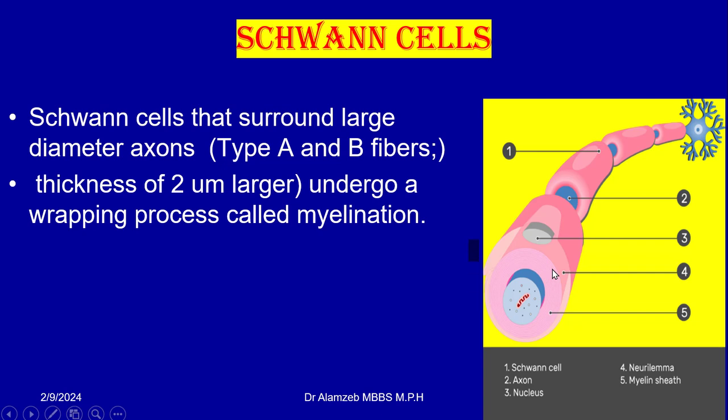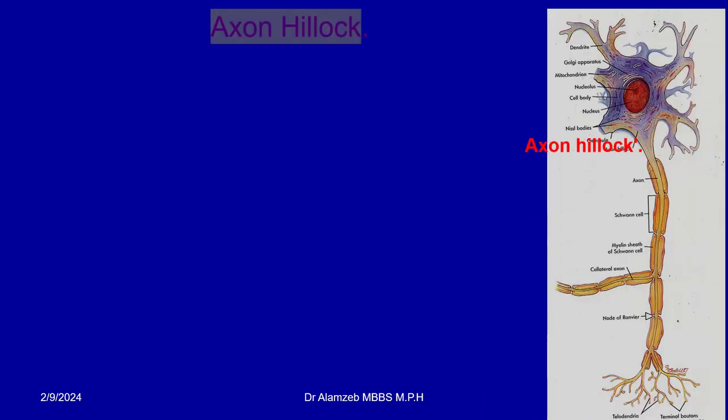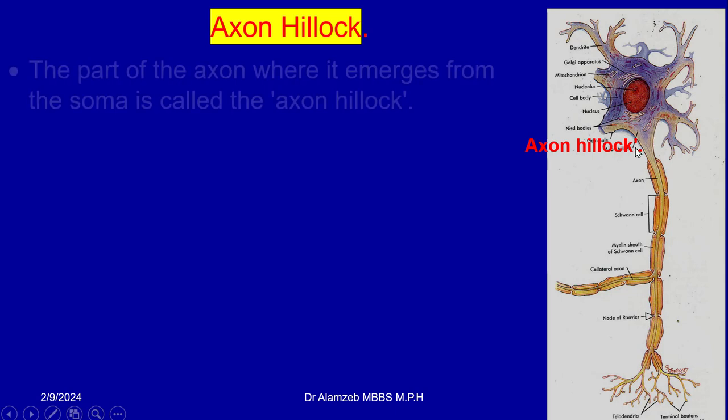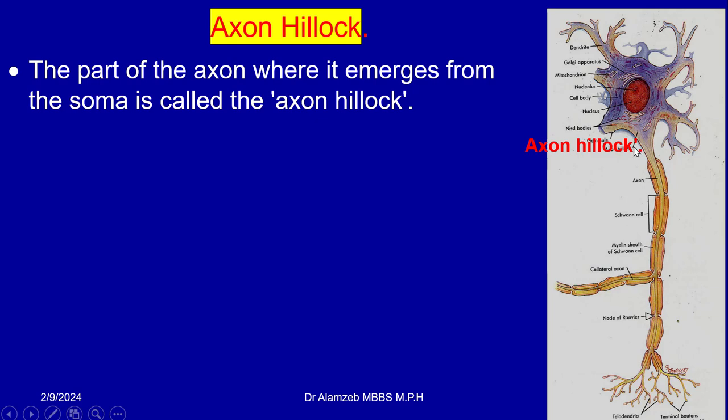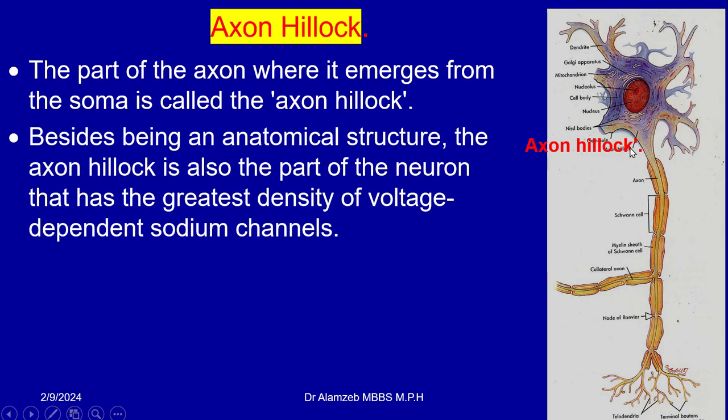Axon hillock. The part of the axon where it emerges from the soma is called the axon hillock. This is the axon hillock which emerges from the soma. Besides being an anatomical structure, the axon hillock is also the part of the neuron that has the greatest density of voltage-dependent sodium channels. Here in this area, the axon hillock, there is a great density of voltage-dependent sodium channels.